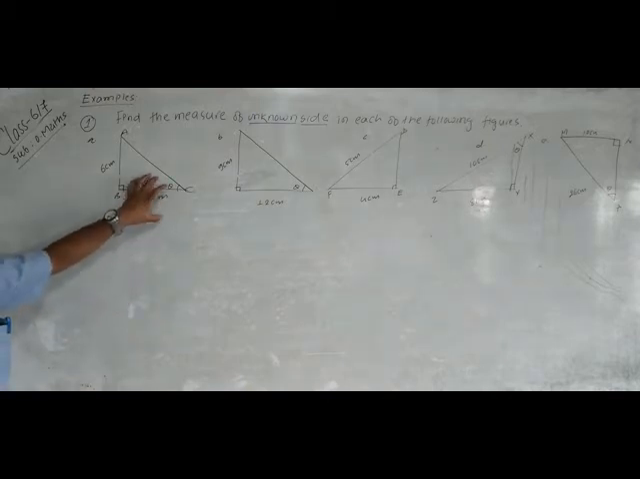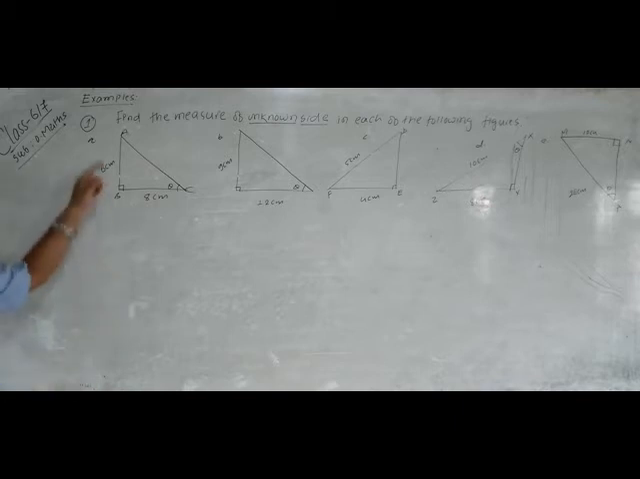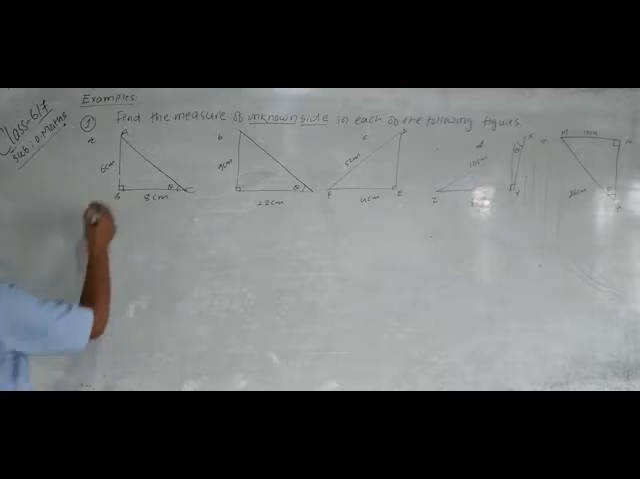This is your last exercise of trigonometry, and it takes 3-4 days. Now here find the measure of unknown sides. Now look here, I am going to solve A number.